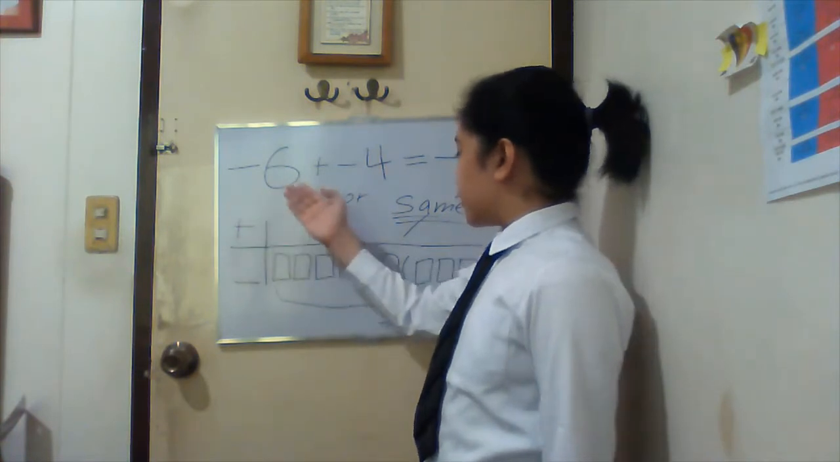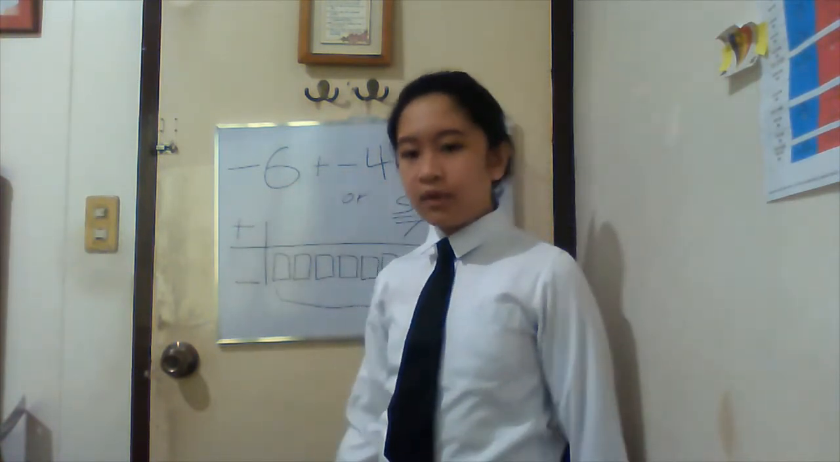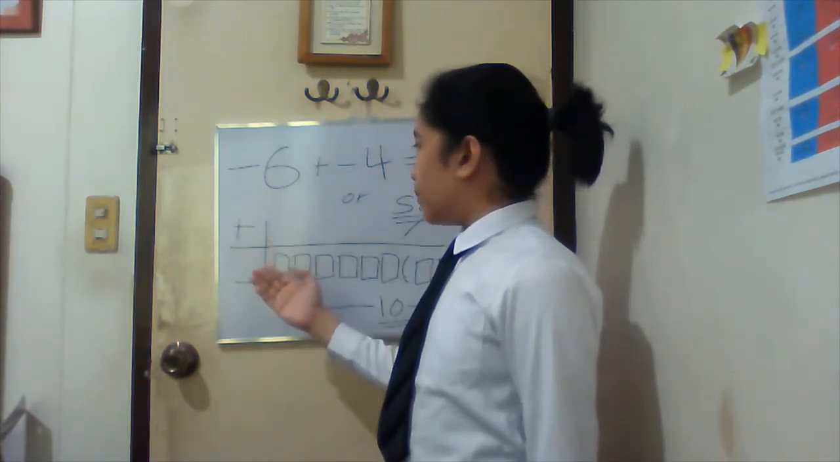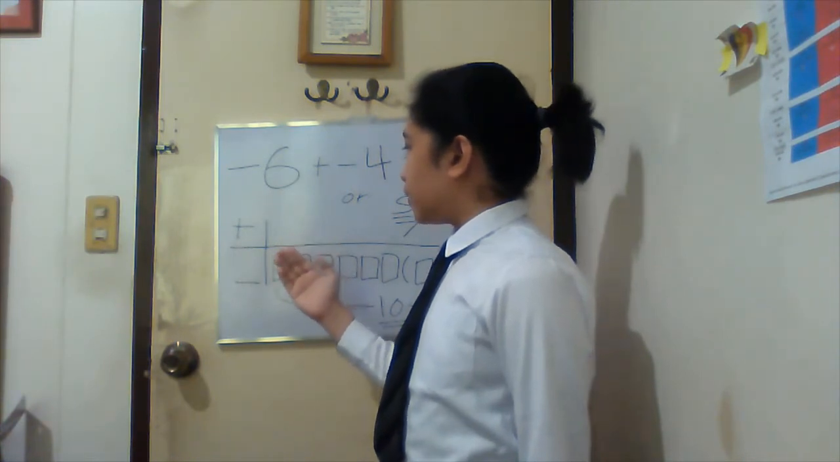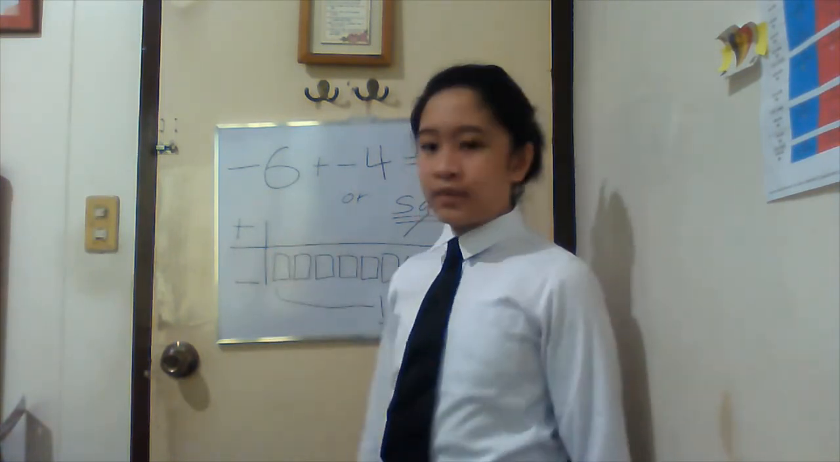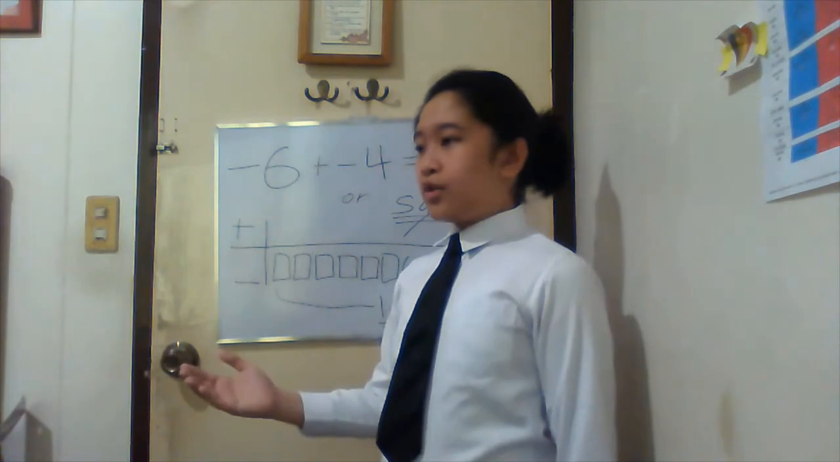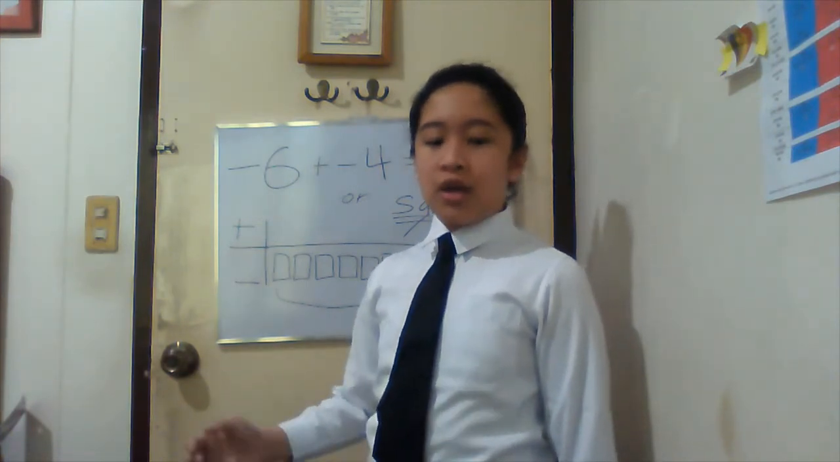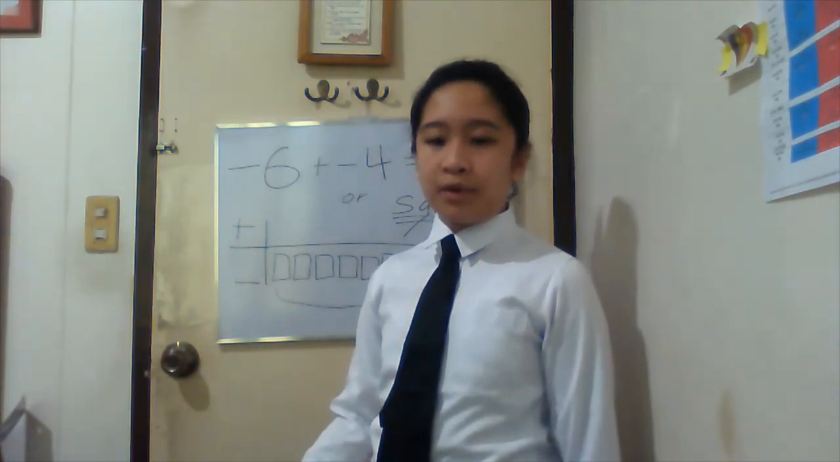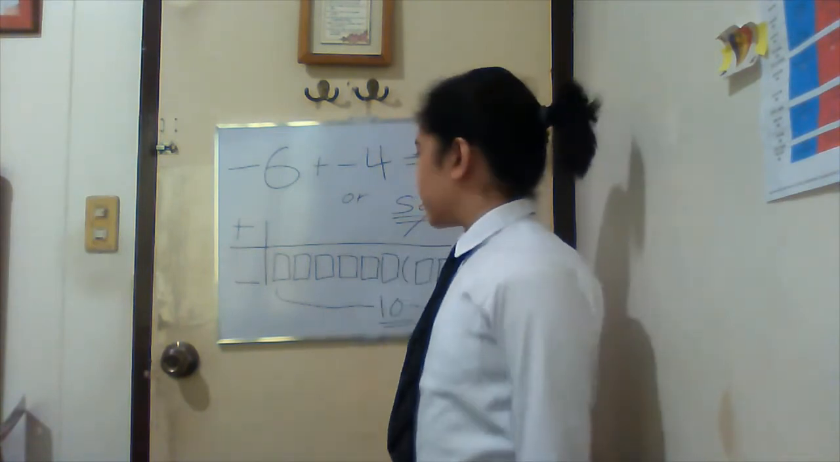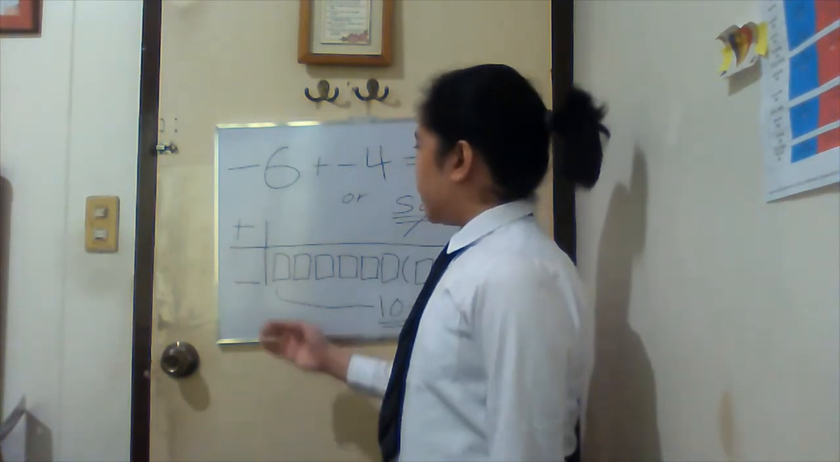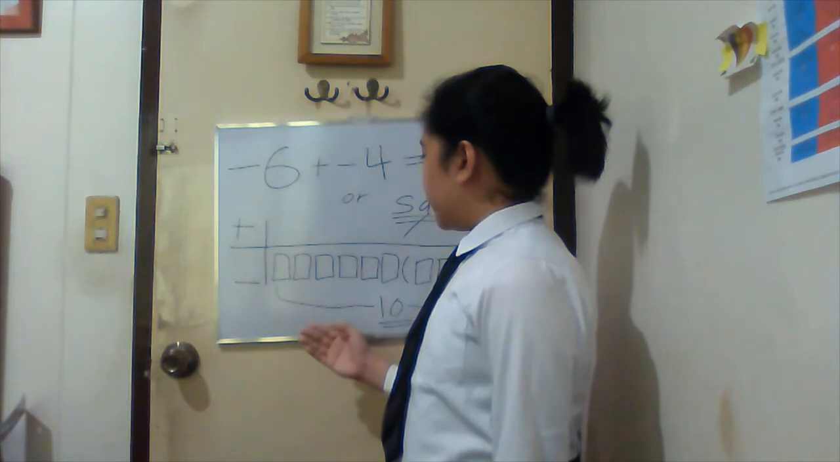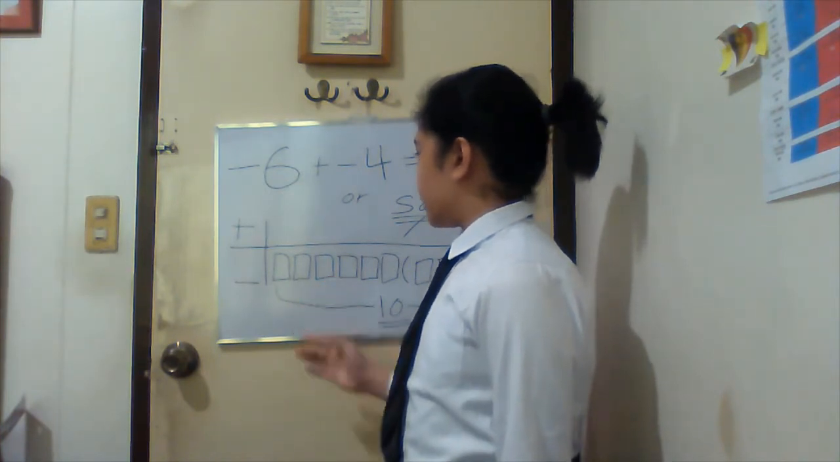So now, onto our second example of addition of integers: negative 6 plus negative 4. These are negative numbers, or addition of negative integers. This is as easy as addition of normal numbers or positive numbers. It will be easier if we use our tile technique first.